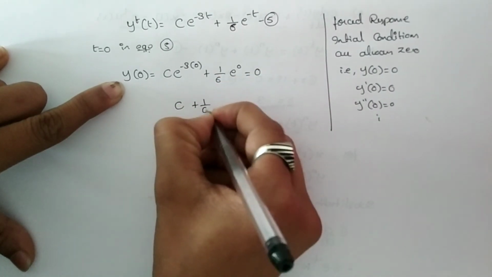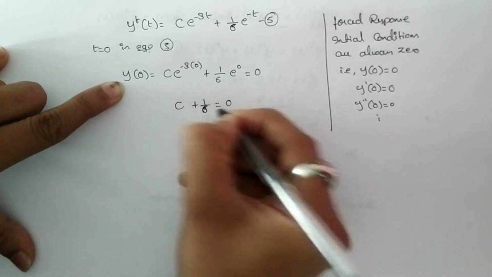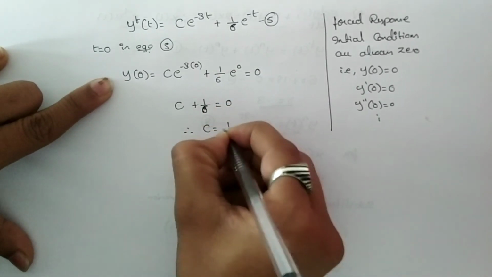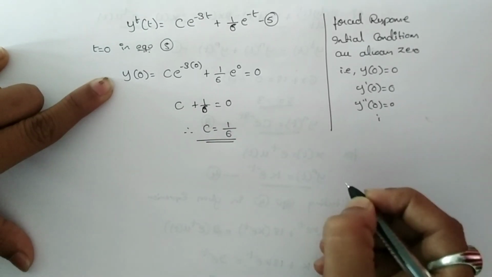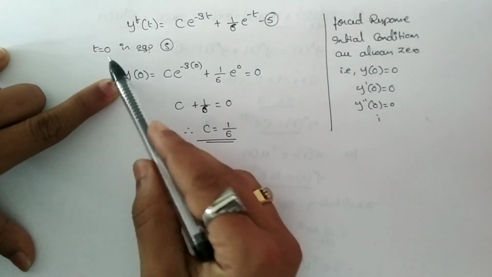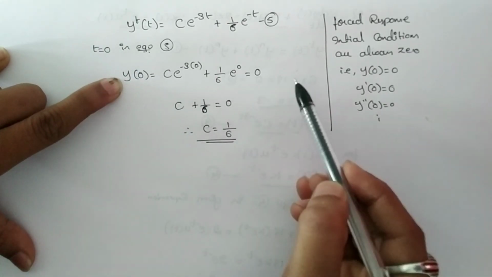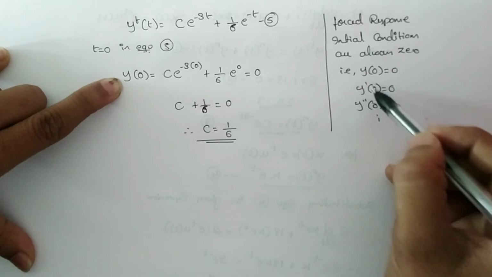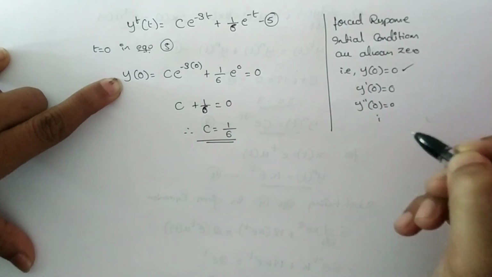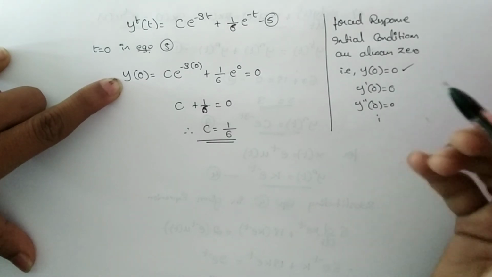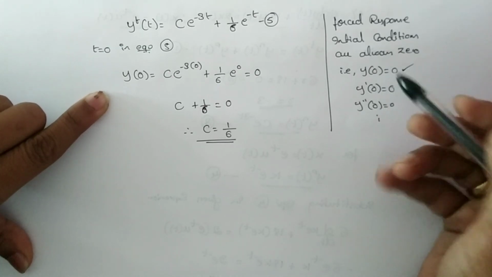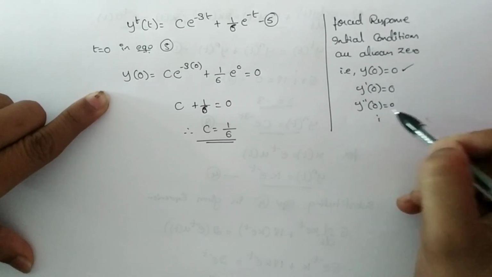c plus 1 by 6 is equal to 0. Therefore, the value of c is equal to minus 1 by 6. We got the value of c by substituting t is equal to 0 and getting y of 0 is equal to 0. For this problem, we don't need y dash of 0 and y double dash of 0 and so on. We only need y of 0 is equal to 0. Okay. In some cases, when the degree of the equation is 2 or 3, we are going to need y dash of 0 and y double dash of 0.